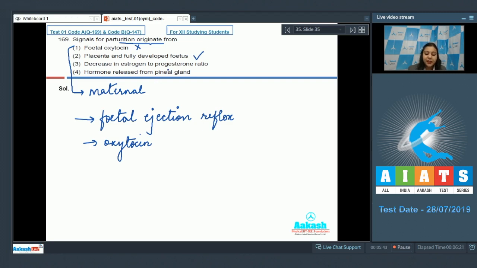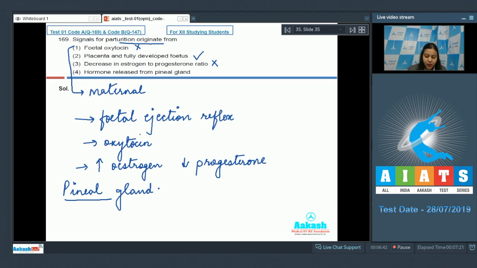Let's look at the other options. Decrease in estrogen to progesterone ratio. This is not the correct option because during parturition there is an increase in the amount of estrogen and a decrease in the amount of progesterone. The increased estrogen augments the role of oxytocin, that is, it stimulates the uterine contractions, thus assisting in parturition. Therefore, this option is incorrect as the reverse of this takes place. The fourth option is hormone released from pineal gland. The hormone released from the pineal gland is melatonin, which maintains the circadian rhythm of the body. Therefore, it has no role to play in parturition. So we have got our correct answer as option number 2.